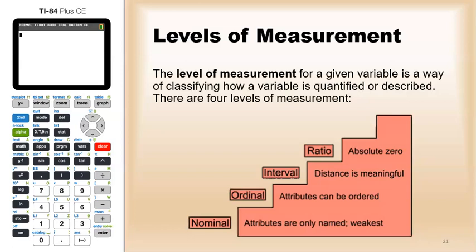After that is the interval level, and that's where distance is meaningful. Like, this category is 2 levels higher than the previous category, or 2 units higher. And then finally, the highest level is called the ratio, and that's where 0 is meaningful. The absolute 0 is meaningful.